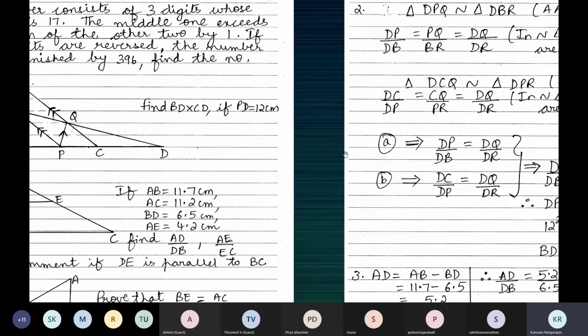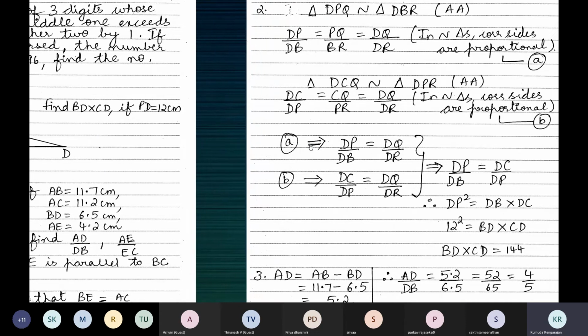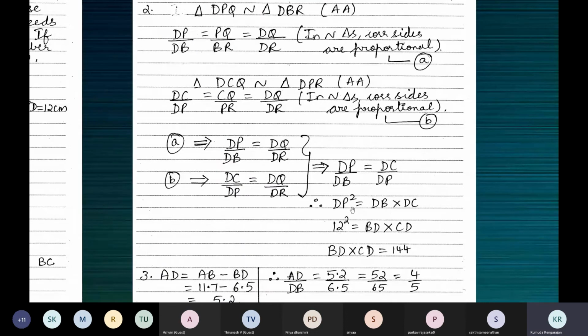DP is given to us. DP is 12. So DP square, 12 square, is equal to BD into CD. So BD into CD is 144. The value of BD into CD is 144.